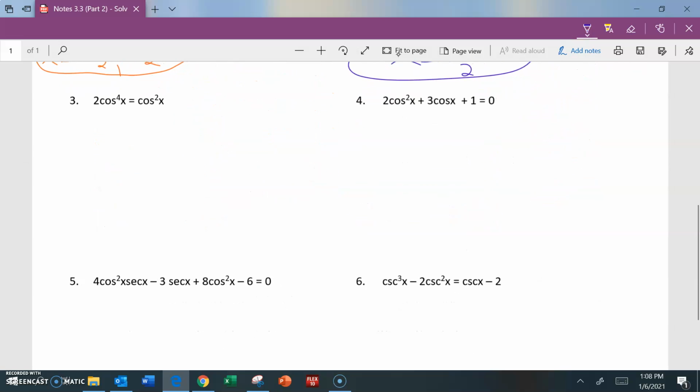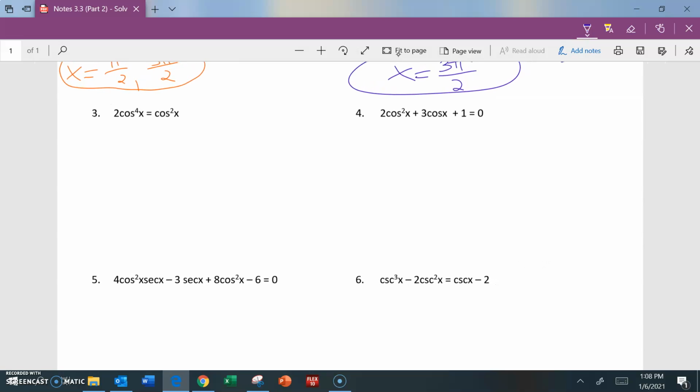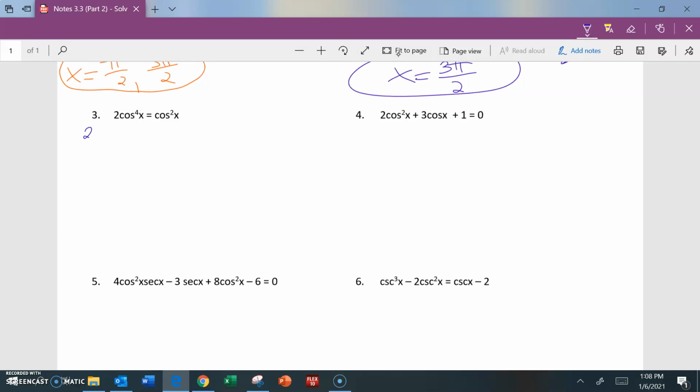For number 3, very similar to how I had you do on the back of that factoring review worksheet, we want to get everything on one side first. If I did not leave you enough room, I'm sorry. I know it's hard to write with a stylus if you're doing that, but feel free to always take out just your own paper.